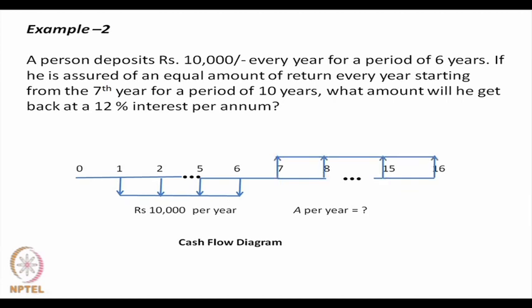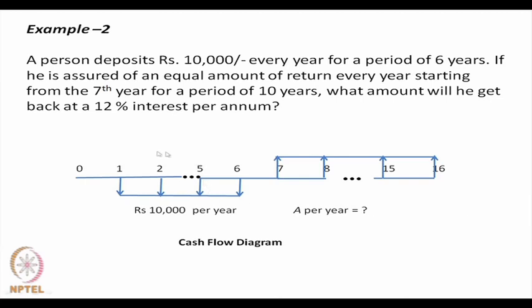We now take up a second example. The example reads like this: a person deposits rupees 10,000 every year for a period of 6 years. If he is assured of an equal payment of return every year, starting from the 7th year for a period of 10 years, what amount will he get back at a 12% interest per annum?